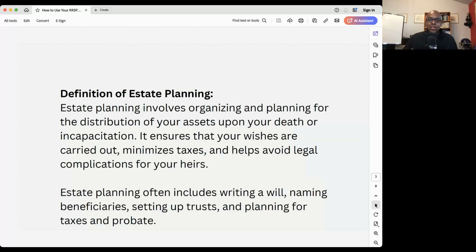And essentially, what it does is it ensures that your wishes are carried out, to minimize taxes, and helps avoid legal complications for your heirs. Estate planning often includes, like we mentioned, a will, but it's much more than that, right? So, you have a will. It also includes naming your beneficiaries, setting up trusts, planning for taxes, probate, charitable contributions, things of that nature.